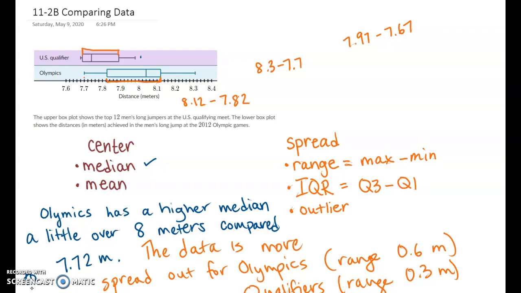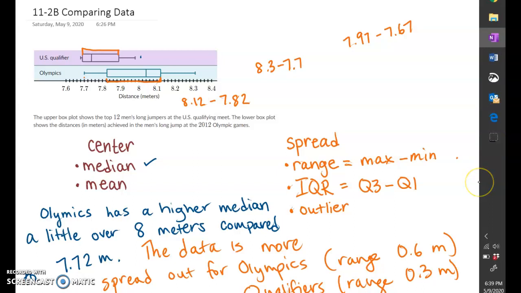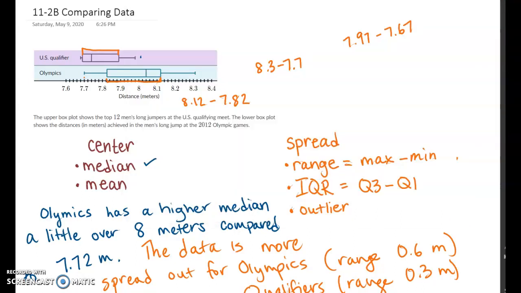So the measures of center would be the median or the mean. The measure of spread would be the range or the IQR. Neither data set has any outliers that we can see anyway, so we wouldn't talk about outliers here because there aren't any to talk about.